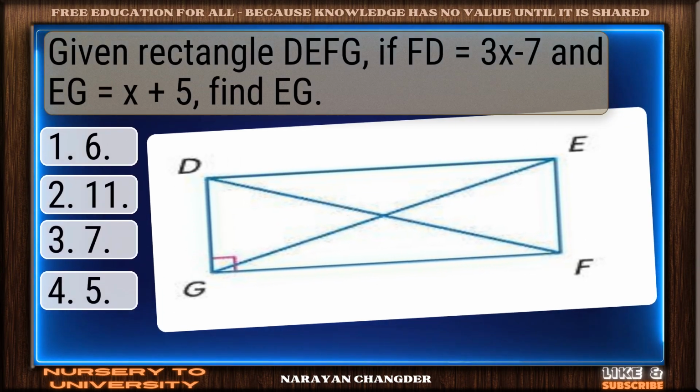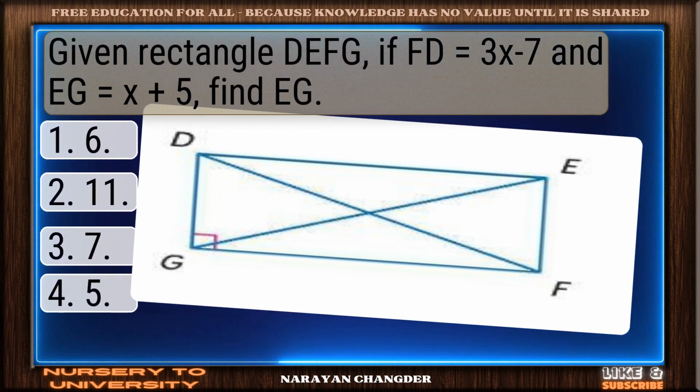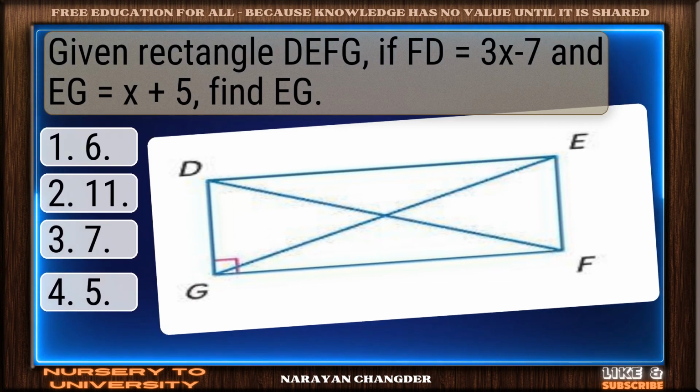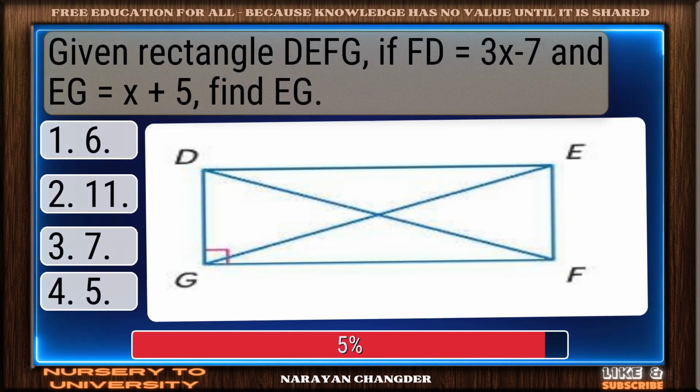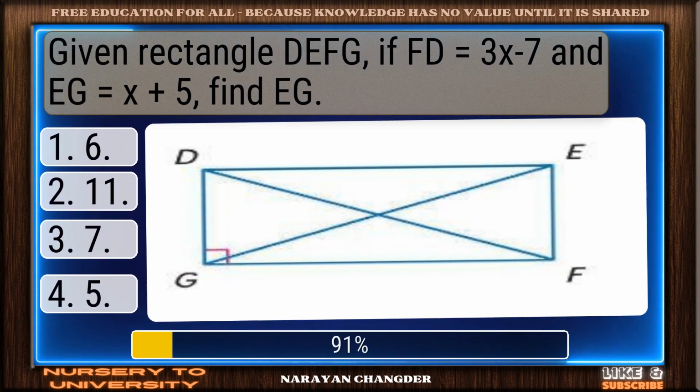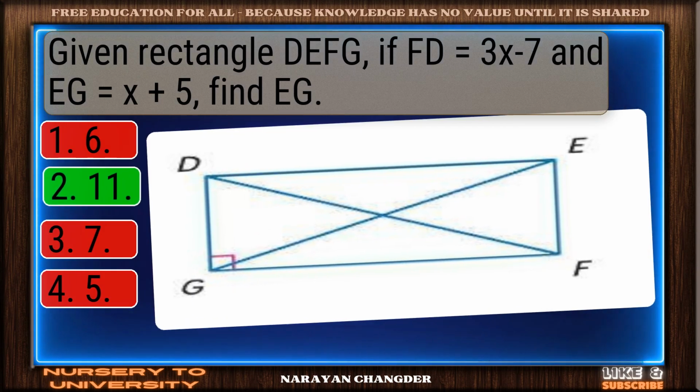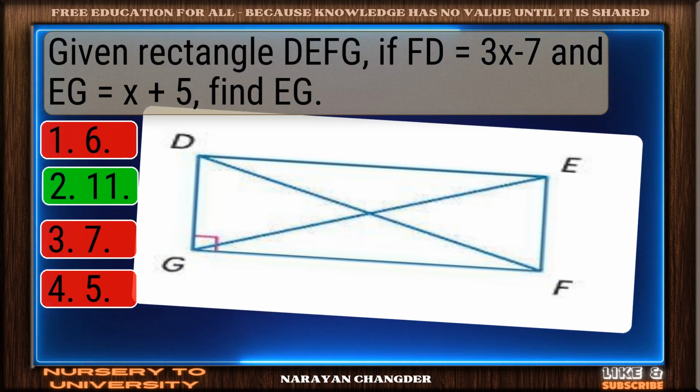Question number 15. Given rectangle DEF, if FD equals 3x + 7 and EG equals x + 5, find EG. Exactly. 11 makes sense and it is the right choice.